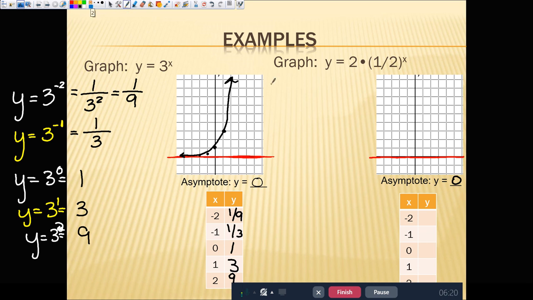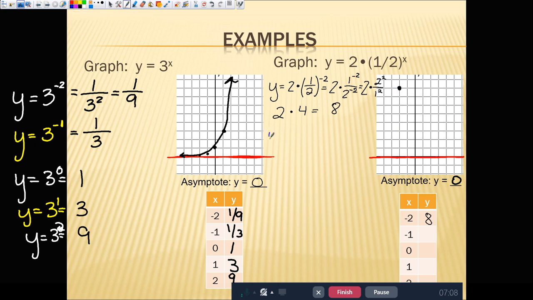So I have y equals 2 times 1/2 to the negative 2 power. That's going to be the same thing as 2 times 2 squared over 1 squared. So that's going to be 2 times 2 squared, which is 4. 2 times 4 is 8. So at negative 2, we're at 8. Plot my point.